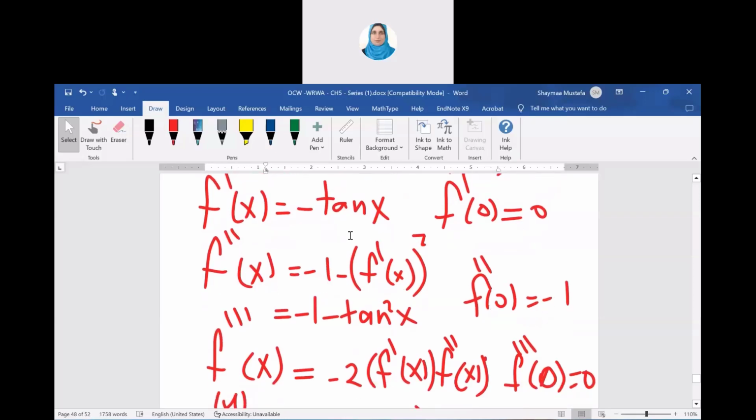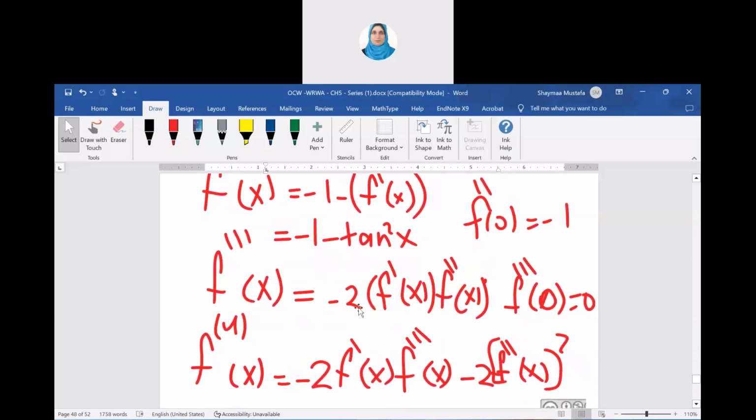Now to calculate the third derivative, you need to find the derivative of this relation. The derivative of minus 1 is 0. So now we have a power function, minus 2 times the first derivative of x multiplied by the second derivative of x. At 0, the third derivative should be 0 because the first derivative at 0 is 0. To find the fourth derivative, here we have a multiplication of two functions. By using the product rule, you have minus 2 f prime x multiplied by the derivative of the second derivative of x, which is the third derivative.